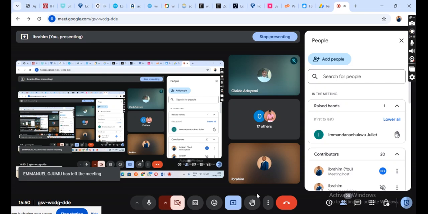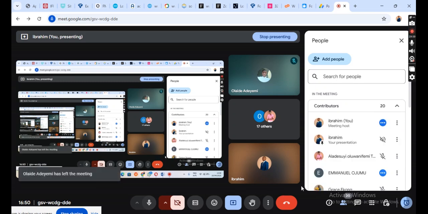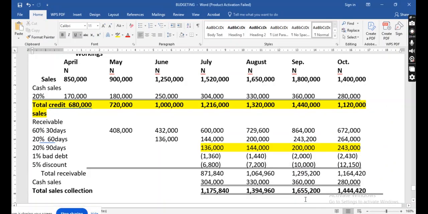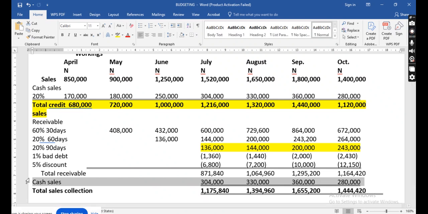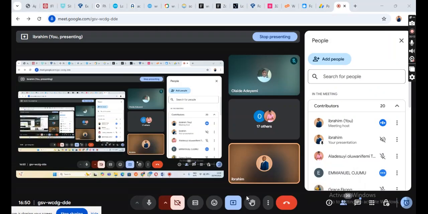Okay. So this is the total sales collection. Class, this is the receivable on credit. This is the cash sales. Can you see the cash sales? Of course, you can't ignore the cash sales for the period. They make cash sales and they still sell goods on credit to their customers. And that is how we arrive at the total sales collection.